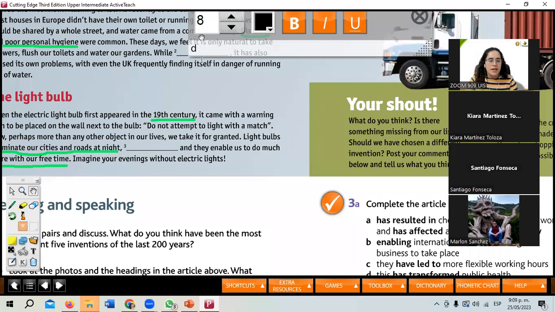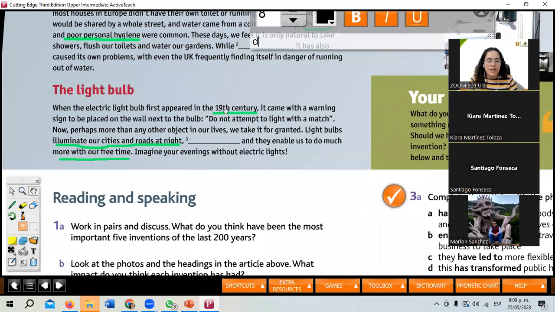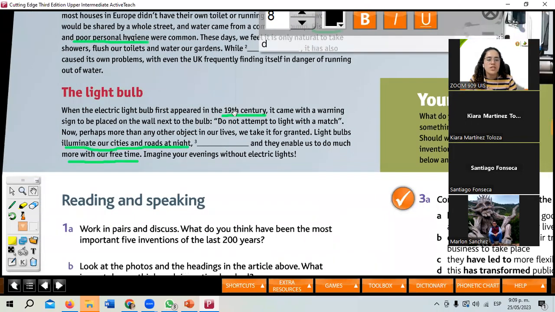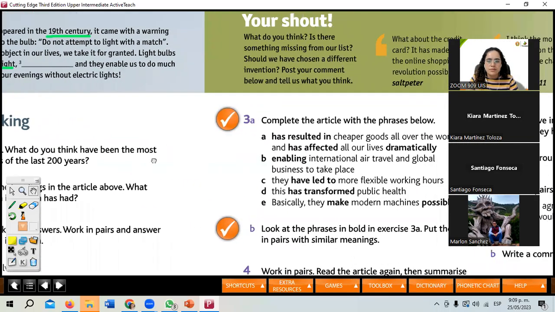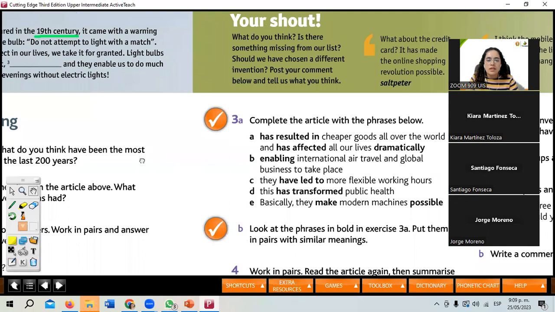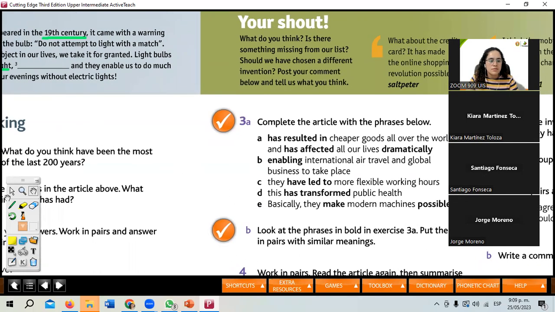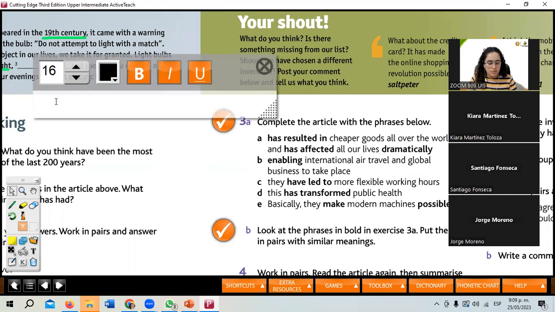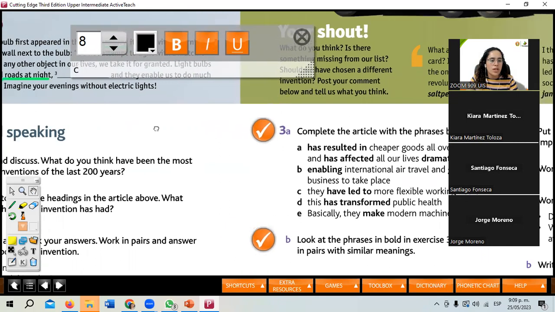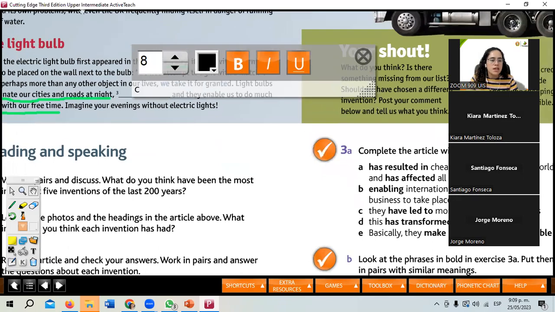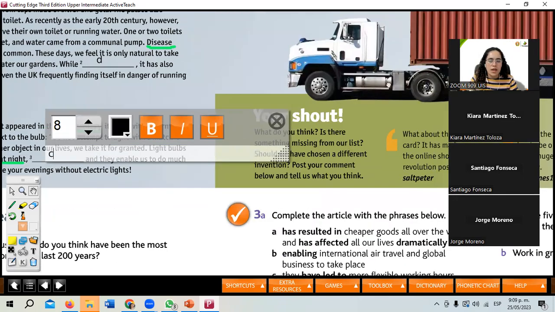All right. Maybe Jorge, number 3. Light bulbs illuminate our cities and roads at night. Letter C. Can you read it, please? Okay, teacher. They have led to more flexible working hours. And they have led to more flexible working hours. They enable us to do so much with our free time.